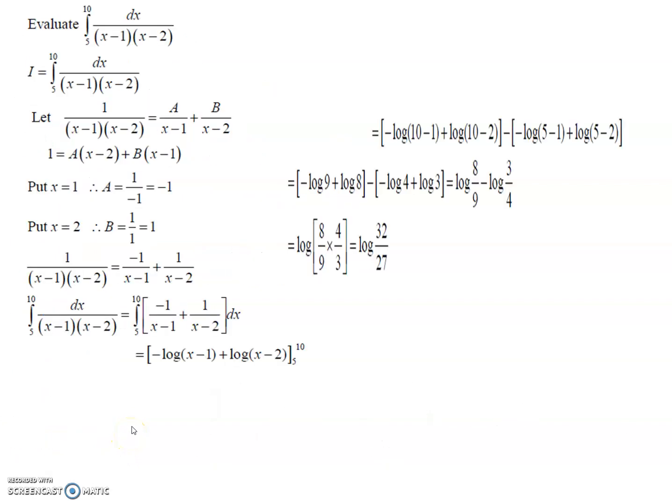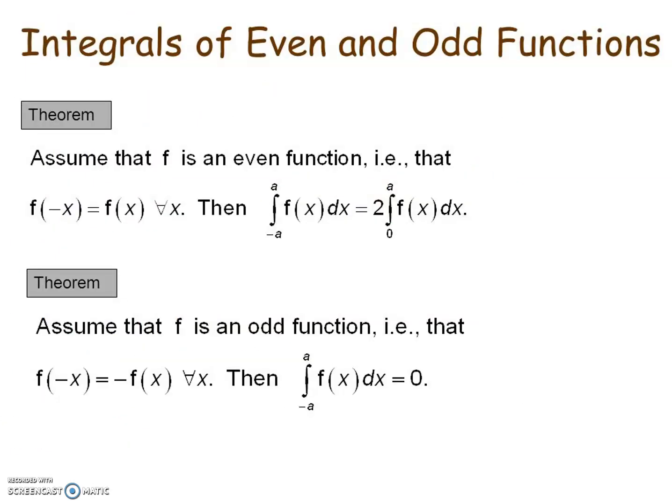So the same example we have to follow here. Instead of going through the above examples, we must focus on this property. Integrals of even and odd functions: assume that f is an even function, that is f of minus x is equal to f of x, then the integral from minus a to a of f of x dx is 2 times the integral from 0 to a of f of x dx. And if f is an odd function, then f of minus x is minus f of x, then the integral from minus a to a of f of x dx is 0.